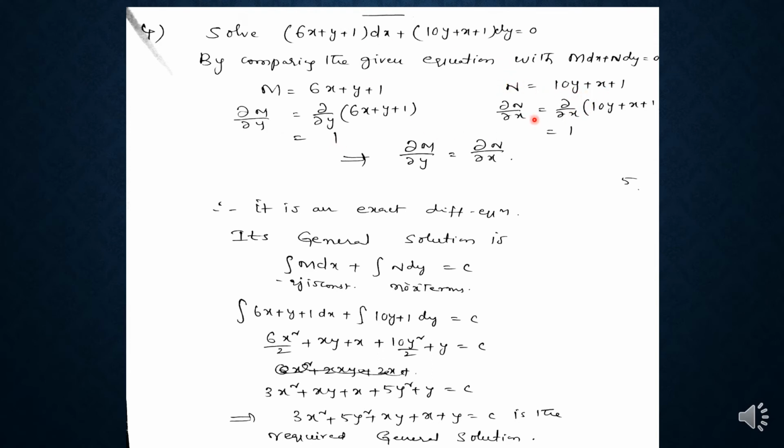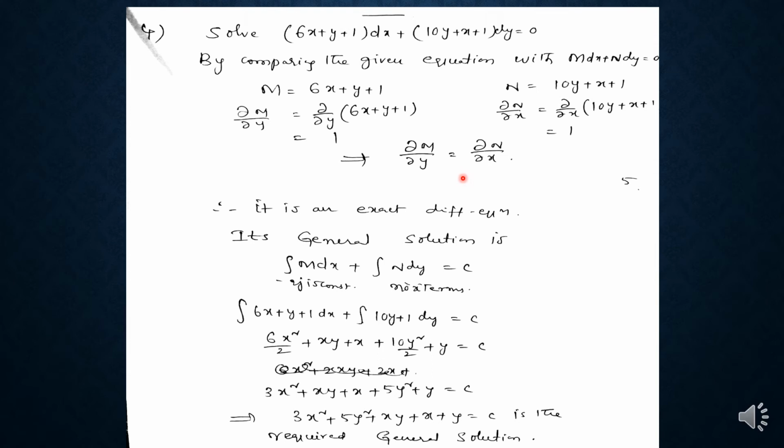Dou N by dou x is equal to dou by dou x of 10y plus x plus 1. So dou by dou x of 10y, here y is the constant, so it is 0, plus dou by dou x of x is 1, dou by dou x of 1 is 0. So dou M by dou y is equal to dou N by dou x, that is equal to 1. It is an exact differential equation.